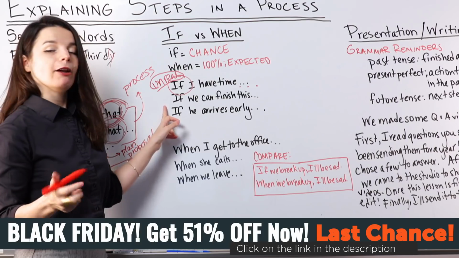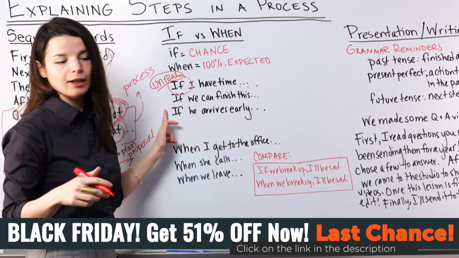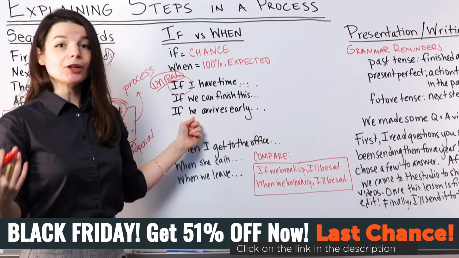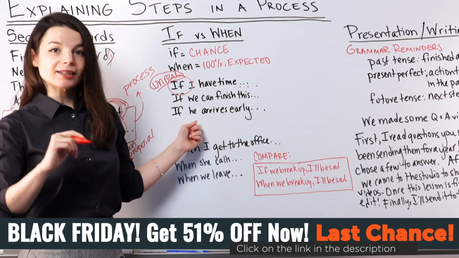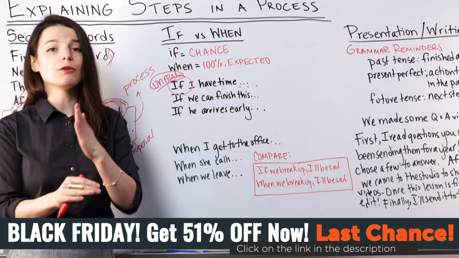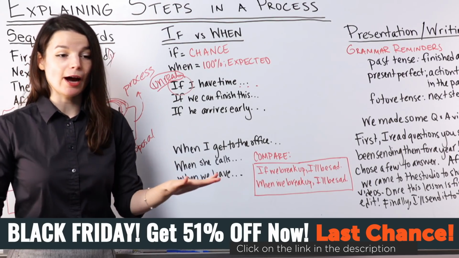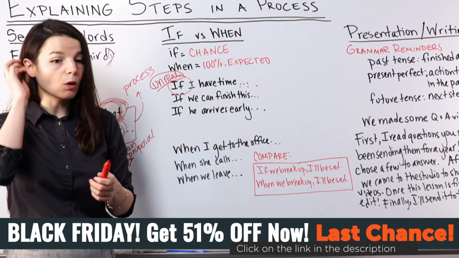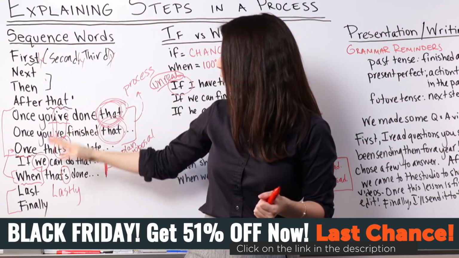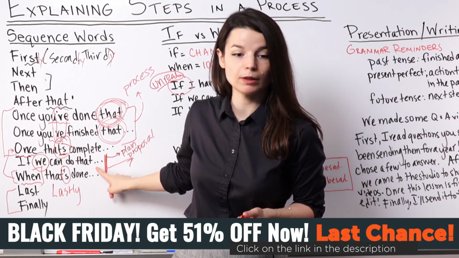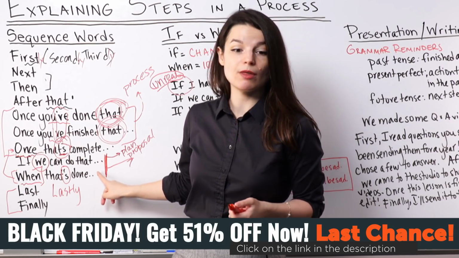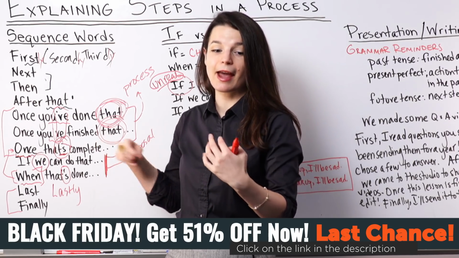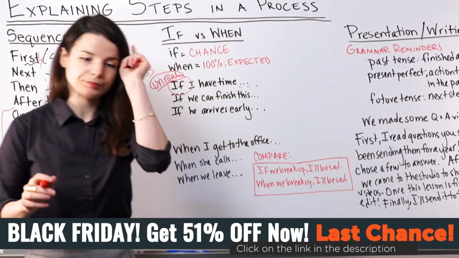Or if we can finish this, we can go for dinner. Something like that. Or if he arrives early, we can get a drink together. So these are all unreal situations. They have not happened. We're just talking about a chance. So I mentioned this in part 1, this sequence word thing. If we can do that, that means there's just a chance. There's not necessarily an expectation of something.